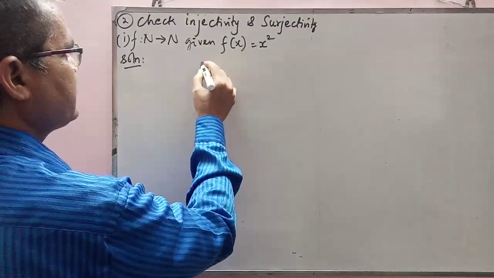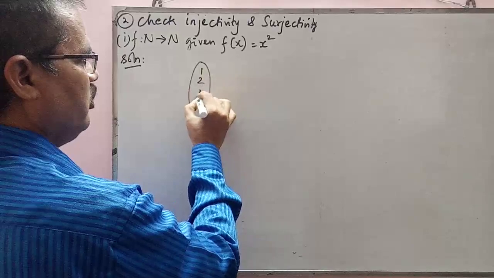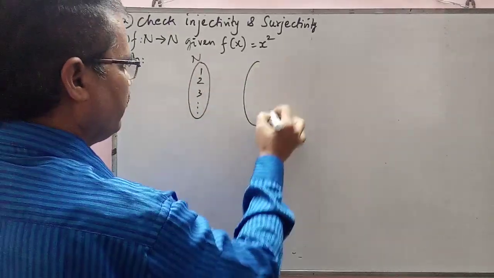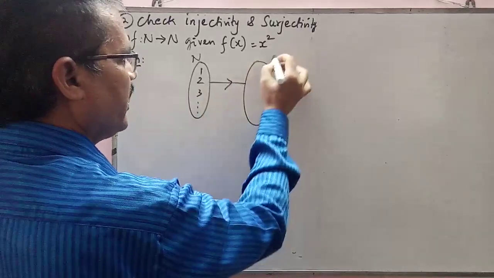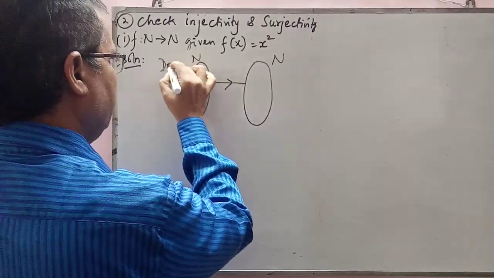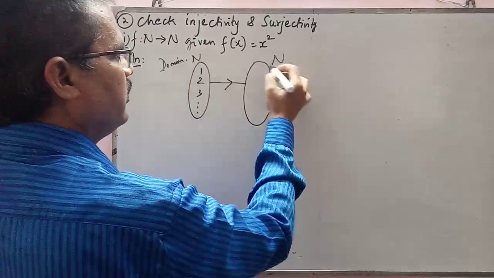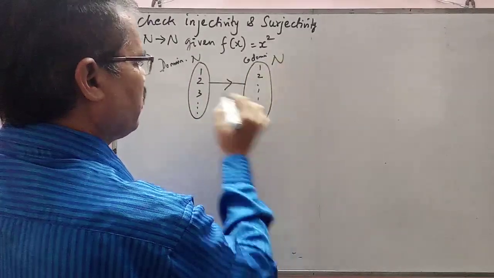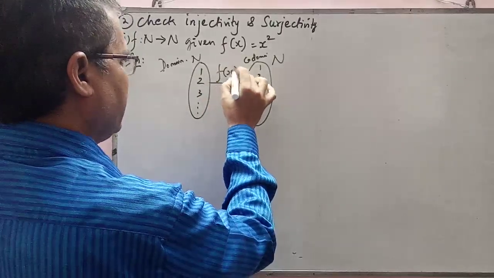Children, the domain given is natural numbers. Natural numbers start from 1, 2, 3, 4 and go to infinity. So N. The function is from N to again N. The domain is N. The codomain is also N. Okay, children? 1, 2, 3, 4. We are going to map f of x equal to x square.